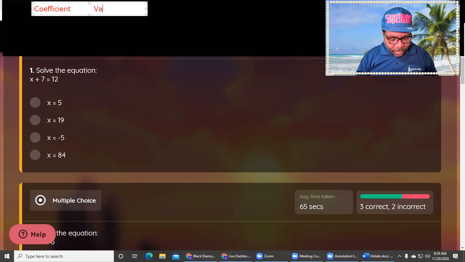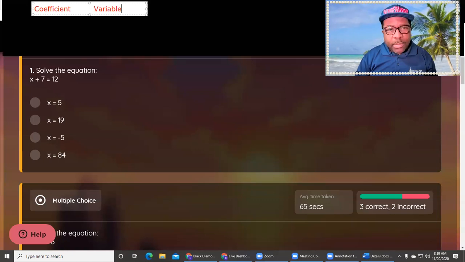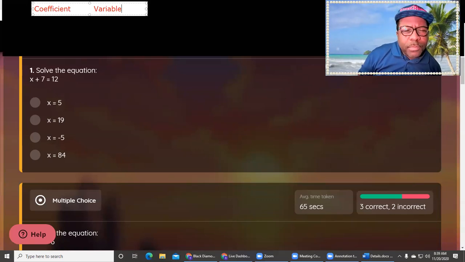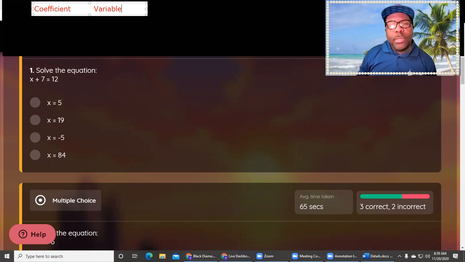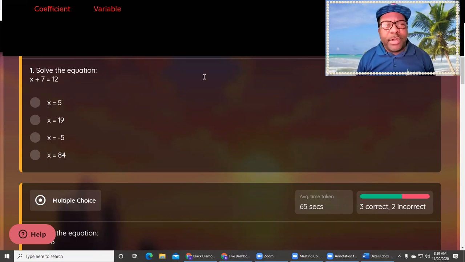And variable. Are those the only words we're going to go with? Yeah. Variable. All right, so we'll go with coefficient and variable.